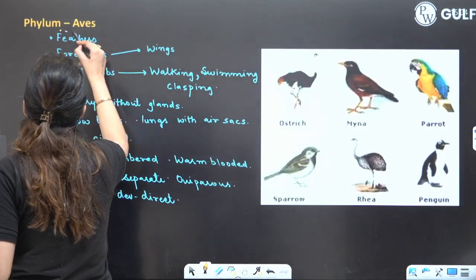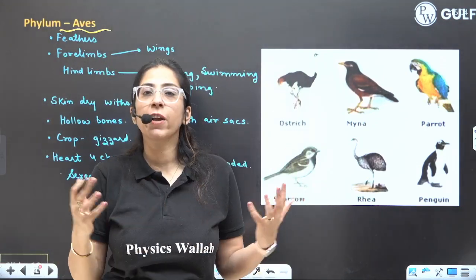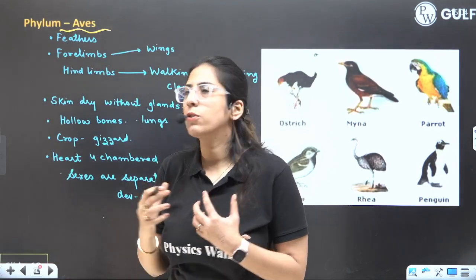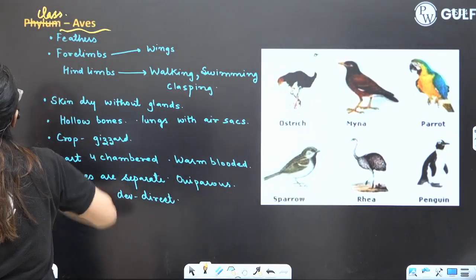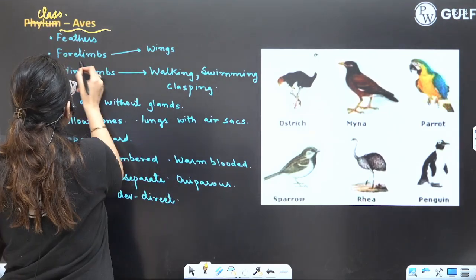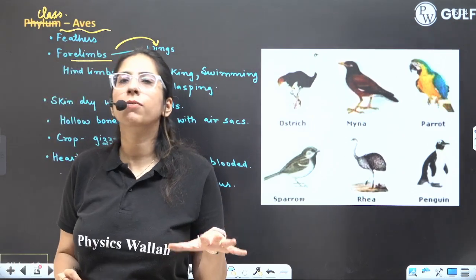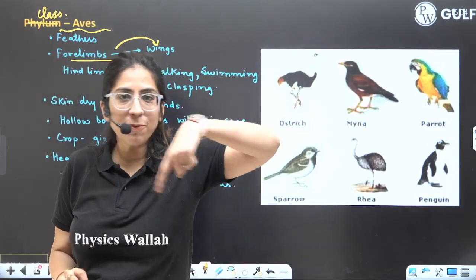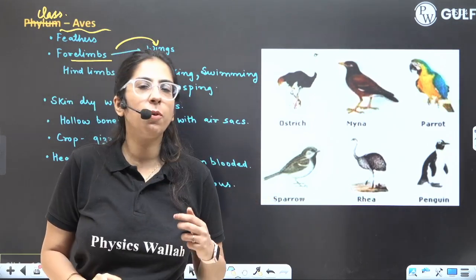Moving on to the next is phylum Aves. Aves means your birds. Body is covered with feathers, which helps them in flight. So this is again a class. Forelimbs are modified into wings. But all birds do not fly. Still they have feathers on the body, but they cannot fly.